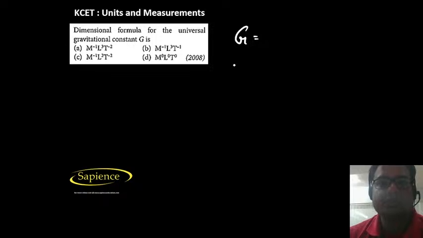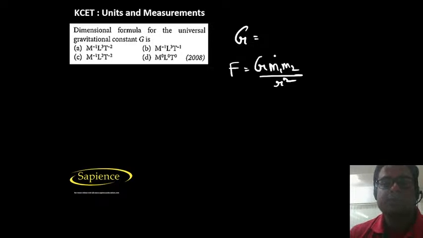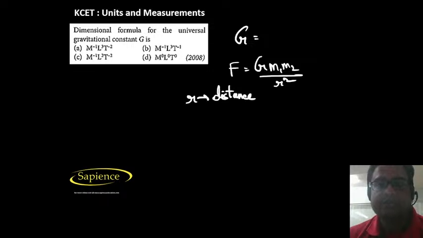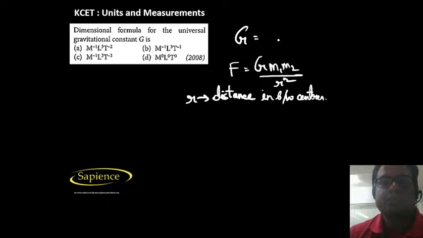Then the dimensional formula for gravitational constant. G, according to Newton's formula of universal gravitation, is F equals G m1 m2 by r square. Here m1 and m2 are the masses of the objects and r is the distance between their centers. So G will be equal to F into r square by m1 m2.